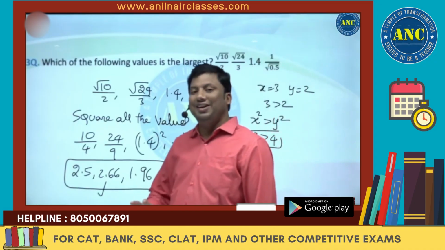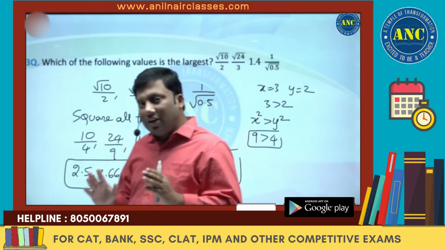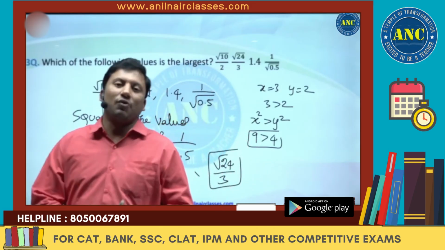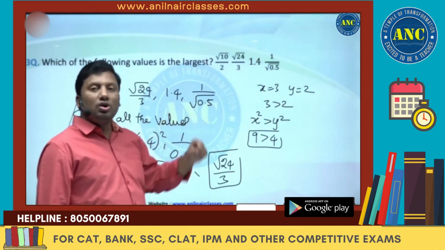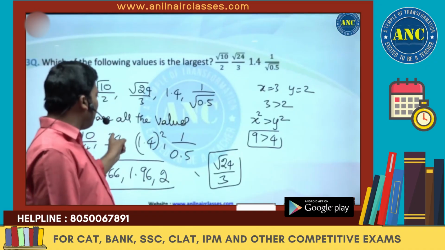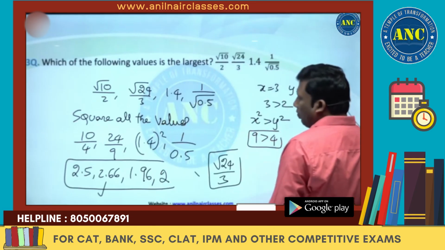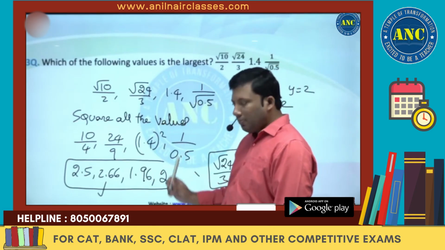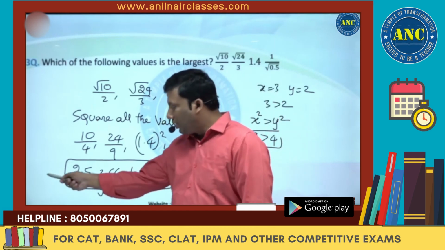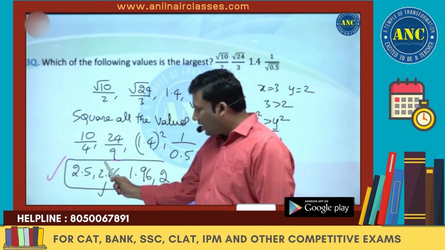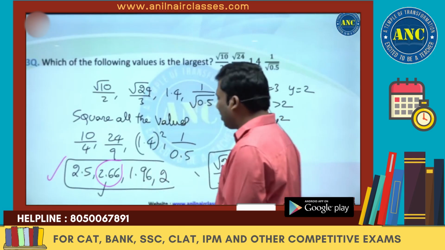Please do not find the root 10 value and root 24 value and waste your time. Whenever you get a question based on surds, you square all the values. Root 10 by 2 squared is 10 by 4, 24 by 9, 1.4 square is 1.96, 1 by 0.5, where 0.5 is 1 by 2, is 2. So 1.96, 2.66 and 2.5. Which one is the largest? This one is the largest. I hope the idea is very, very clear to you.